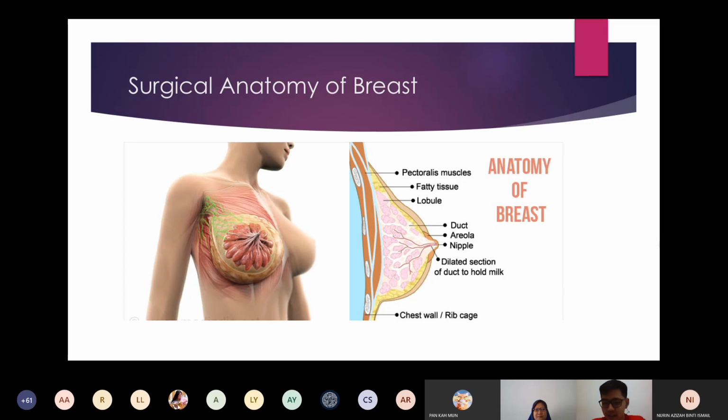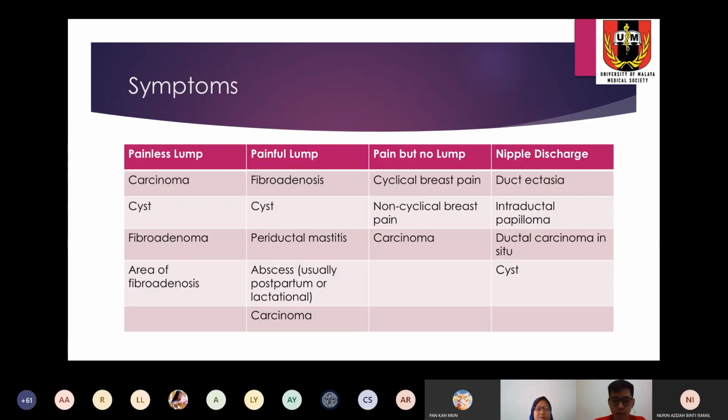So for the anatomy, can we move on to the next slide? Mm-hmm. This table I've gotten from Browse. These are lists of the diseases and disorders that plague the breast.